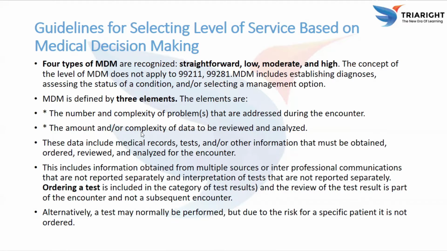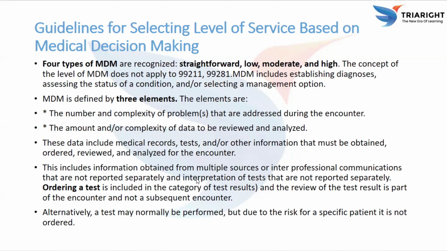And element 2, amount and/or complexity of the data to be reviewed and analyzed. This data includes medical records, lab tests, imaging, external notes, and history from the family or caregiver, independent interpretation of the test, and interprofessional discussions, which are not separately billed. So ordering a test counts, reviewing the result counts, and interpretation also counts. The review of test results is considered a part of the same encounter but not a new visit.